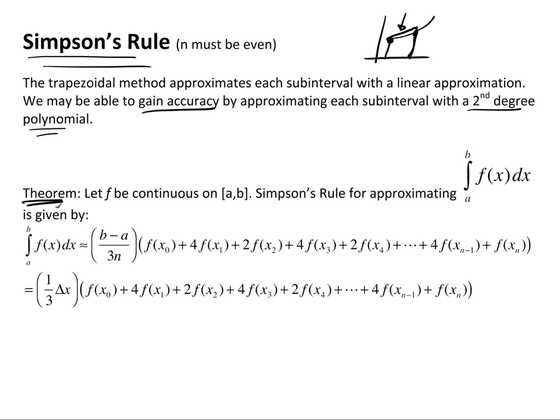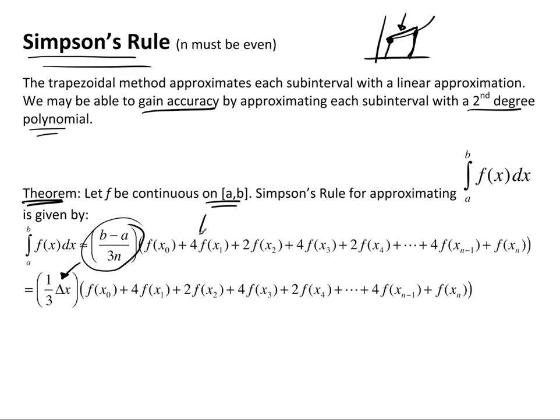So here's the theorem. Let f be continuous on a to b, just like trapezoid. Both functions needed to be continuous. Now, Simpson's rule for approximating the integral from a to b of f of x dx is given by this: the integral is approximately equal to (b minus a) over 3n. And again, this (b minus a) over n is delta x, so I could write it in this form if I want to, times f of x0 plus 4 times f of x1 plus 2 times f of x2 plus 4 times f of x3.